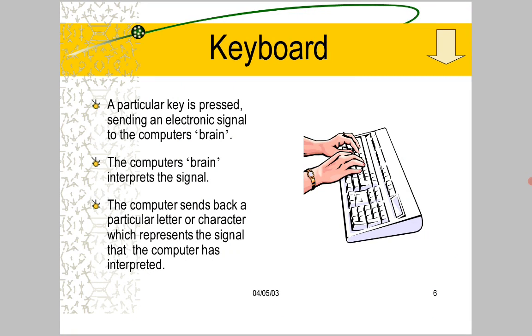A particular key is pressed, sending an electronic signal to the computer's brain. The computer's brain interprets the signal. The computer sends back a particular letter or character which it represents. So generally how the keyboard works means whenever you press a particular key on a keyboard, it is simply displayed on the screen or monitor. All these work by using electrical electronic devices.